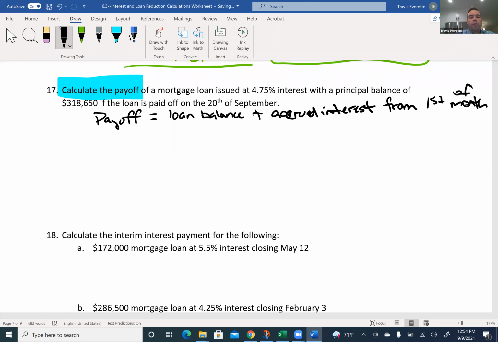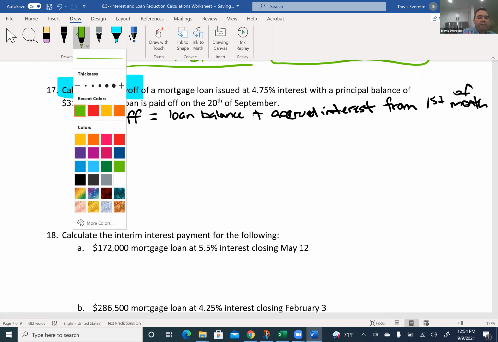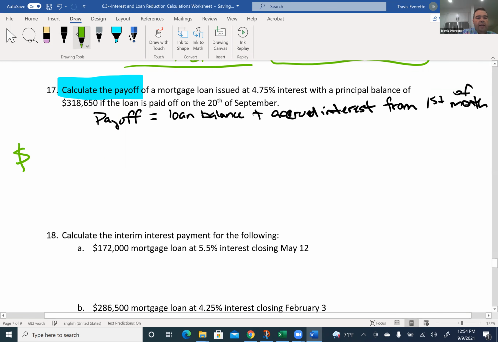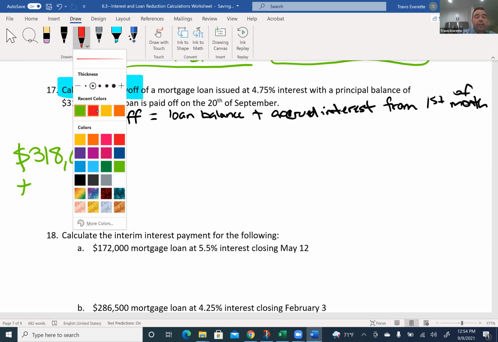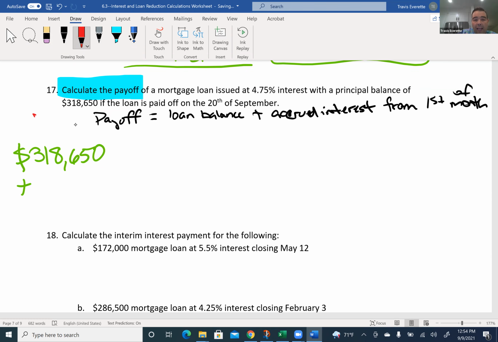Okay. So if I wanted to go ahead and start my payoff math over here, I could write it down like this. I know my payoff is going to start at $318,650. And I know I'm going to be adding some accrued interest, but I don't know how much accrued interest I'm going to be adding yet. Here's what I do know. I know we're closing or paying it off on the 20th of September. So I know that's going to be 20 days that have accrued.